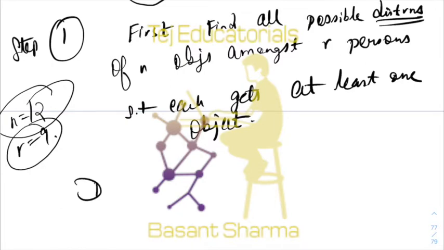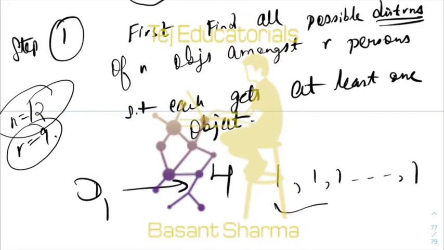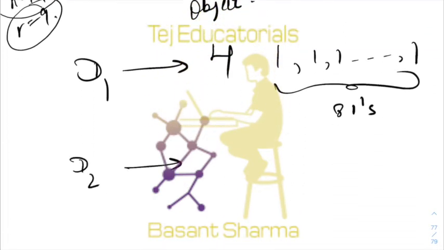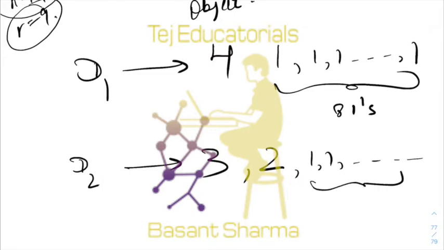So one possible distribution D1 is that you give one person 4 objects, and then to the remaining 8 persons you give one object each. So these are 8 ones. Then another possible distribution is you give 3 objects to one person, 2 objects to another person, and remaining 7 persons you give one object each. So see, a shortcut to finding these distributions is to go in a non-increasing manner. I mean, just keep on reducing the numbers while going from here to here.